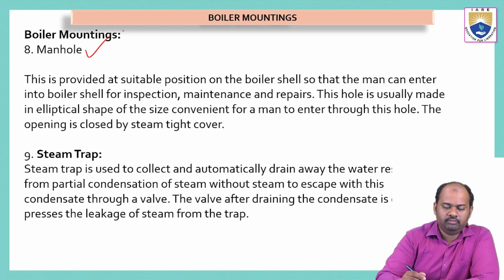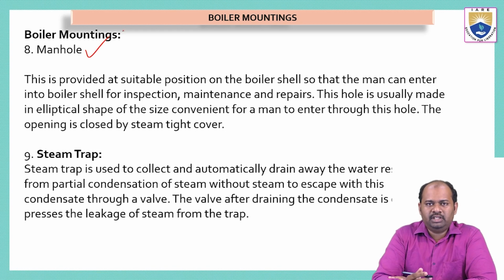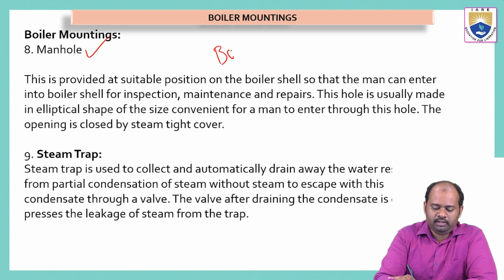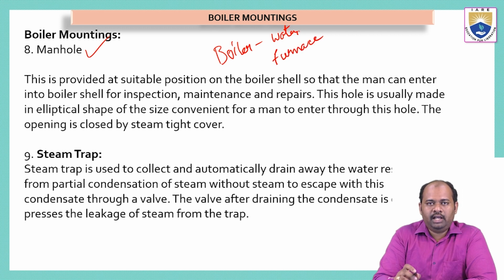And we have the manhole. A manhole is nothing but an opening which is attached to the boiler tank where water is present, and another manhole at the bottom, at the furnace. So in the water tank and the furnace we have two manholes. Both manholes are used for maintenance purposes. An operator can go inside and clean the surface of the boiler. For this purpose we have manholes.